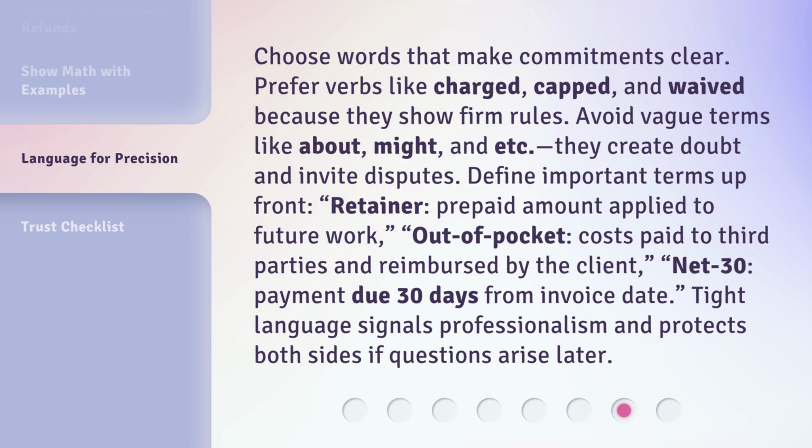Define important terms up front. Retainer: prepaid amount applied to future work. Out of pocket: costs paid to third parties and reimbursed by the client. Net 30: payment due 30 days from invoice date. Tight language signals professionalism and protects both sides if questions arise later.